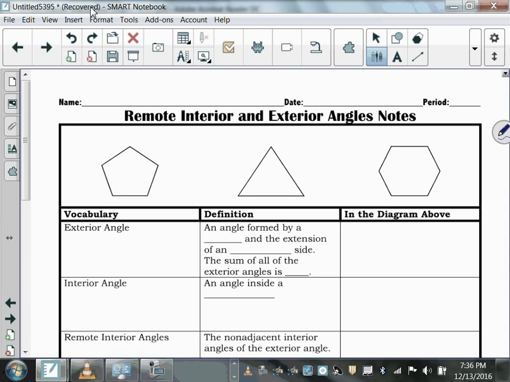So the first thing I'm going to do is put my name on my paper. So my name is Ms. Hurst. Alright, name's on my paper. Today's date is 12/14/16. And I'm in every period, so I'm just going to put all. So now, I have everything labeled.